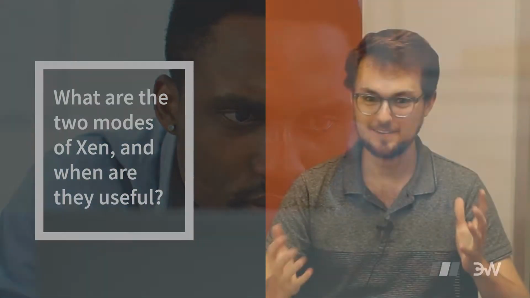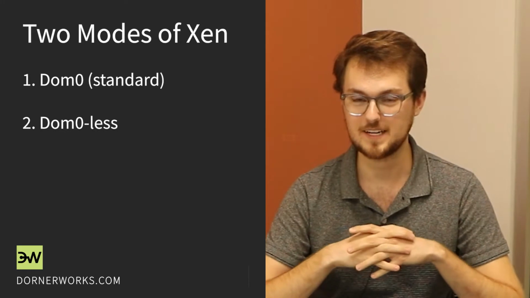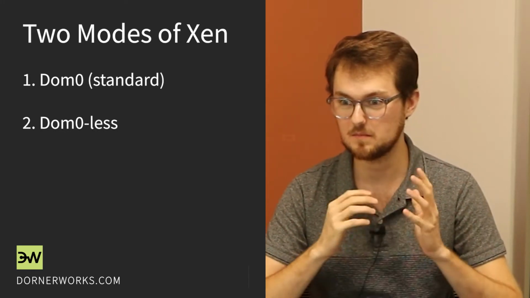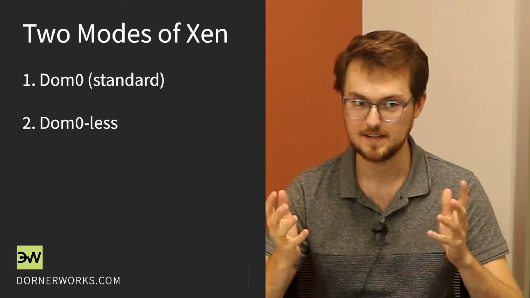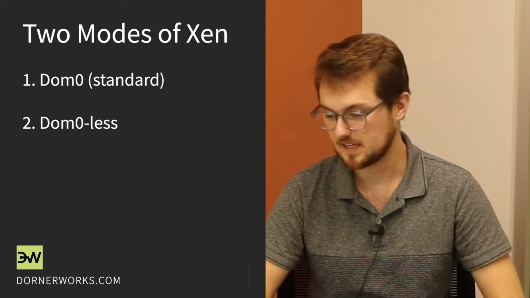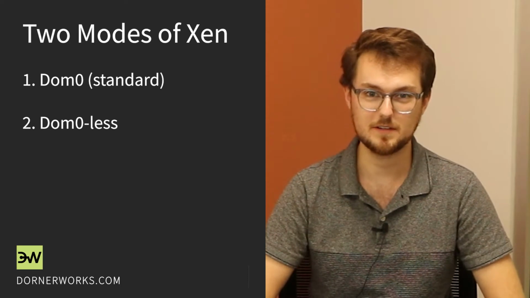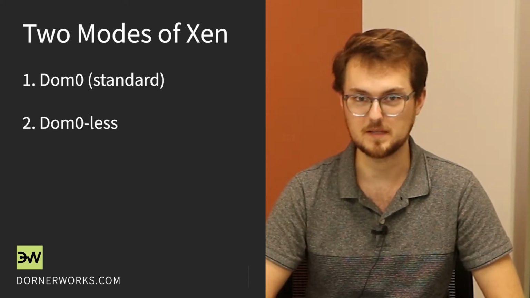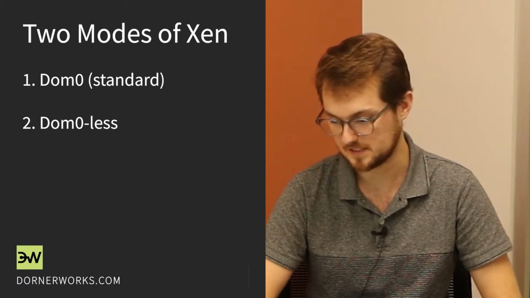What are the two modes of Xen, and when are they useful? So really Xen mainly has two modes of configuration. We have a standard Dom0 mode and a Dom0-less mode. Dom0 mode has been around since the inception of Xen, and Dom0-less mode is relatively new, within the last couple of years. And Xilinx has really been pushing for a Dom0-less configuration.